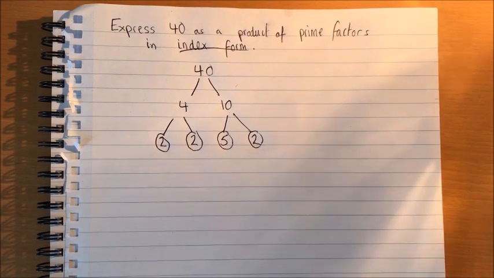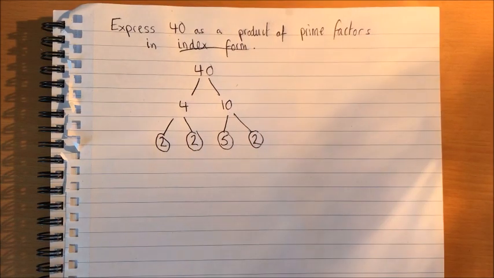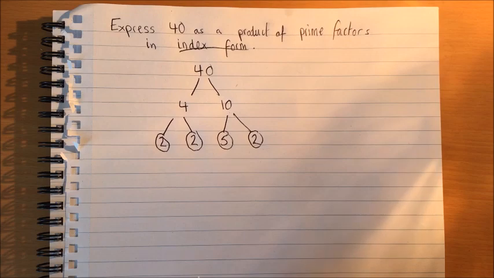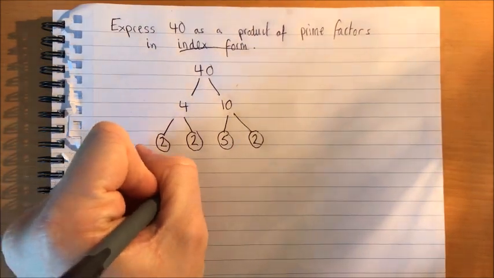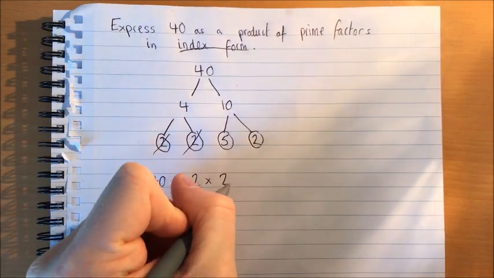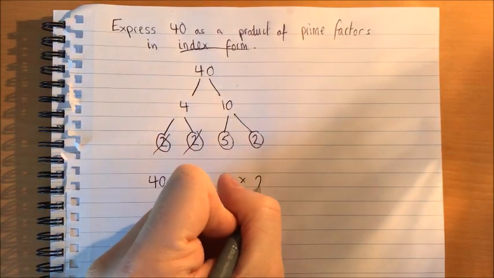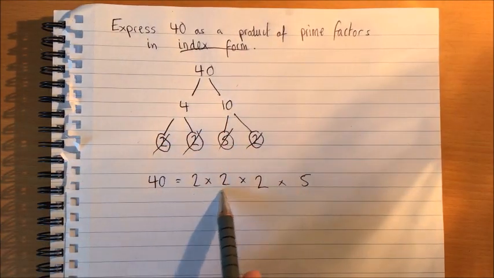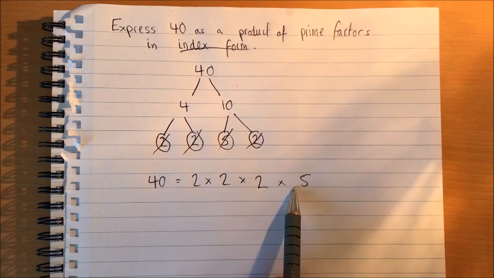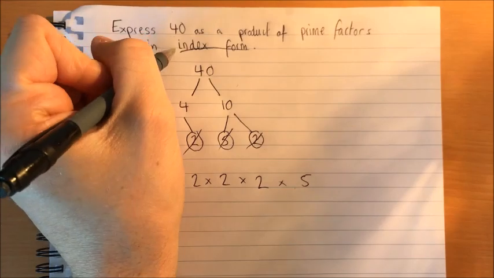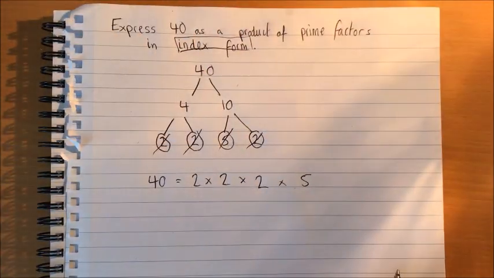So let's think what we did last lesson. Last lesson, if I want to write a number as a product of prime factors, I take my prime factors and I times them all together to give me my number. So I can write 40 is the same as 2 times 2 times 2 times 5. This is exactly the same as last lesson, but there's just one difference in this lesson. This lesson we're asked to write my answer in index form.